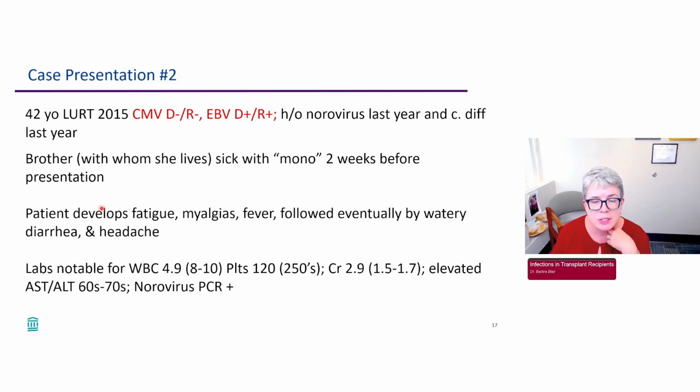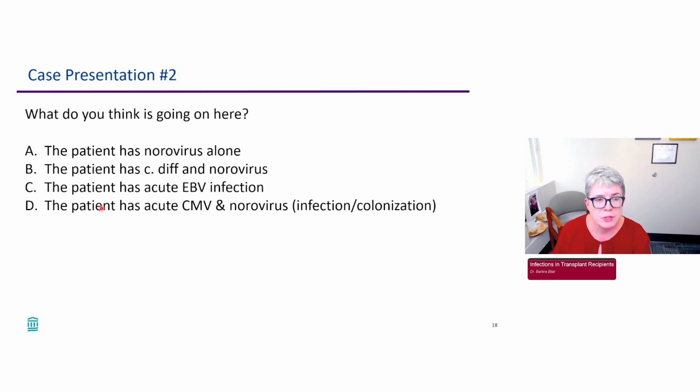I'd like to talk about CMV a little bit. In this case, if they bring up the audience response questions, this is a 42-year-old woman who had her living unrelated kidney in 2015. She was CMV low risk, EBV moderate risk, had norovirus in the past. Her brother recently had mono. She develops fatigue, myalgias, fever, and then diarrhea. She has a leukopenia, thrombocytopenia, AKI, transaminitis, and her norovirus PCR is positive. So what do you think is going on here?